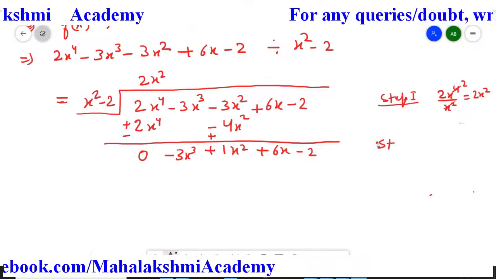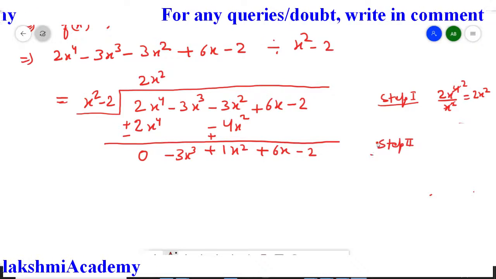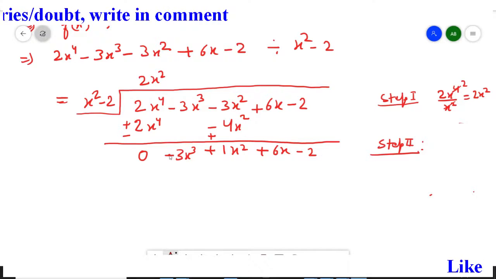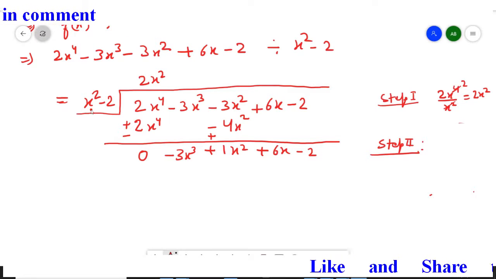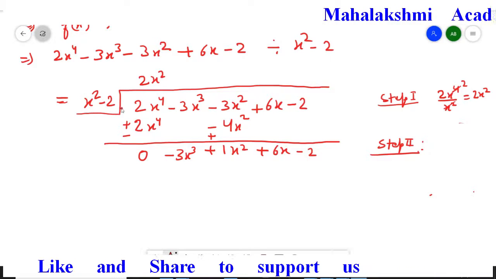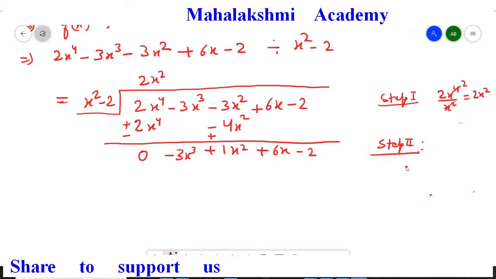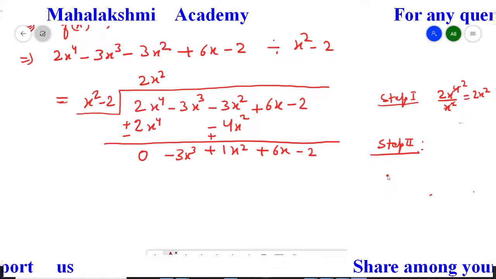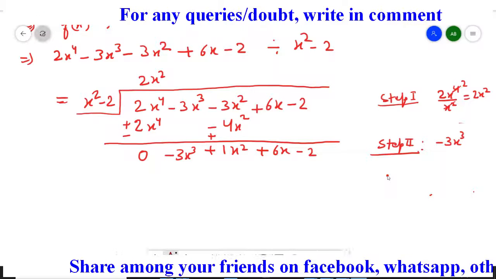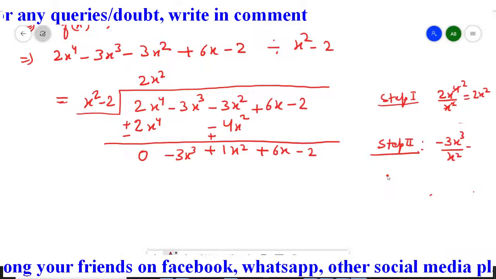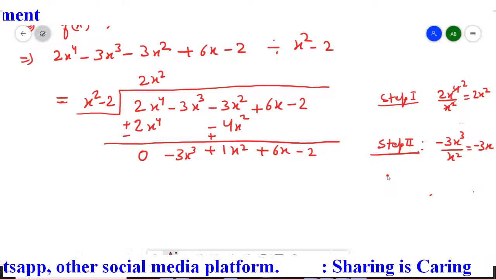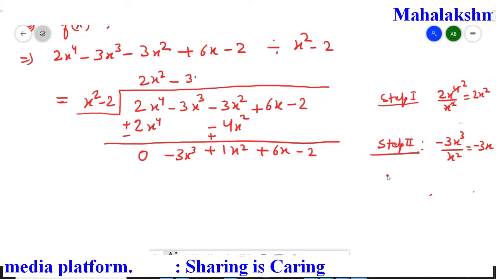Now step second. In step second, the first term of the dividend is minus 3x cube and the first term of the divisor is x square. So minus 3x cube divided by x square, to find out what will come in the quotient. That will give us minus 3x. So this is the quotient. So this quotient I am writing here, minus 3x.